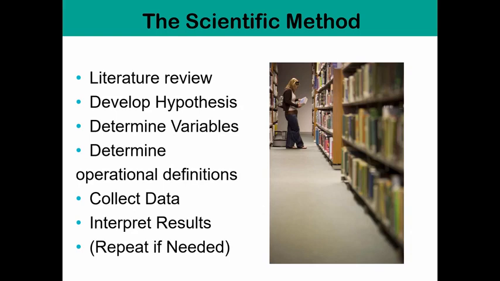So using our hangover example, if you drink too much, then you will have a hangover. Drink too much, IV; hangover, DV. Then you determine your operational definition. So you pick apart that independent variable and dependent variable. If you drink too much. Well, what do we mean by too much? Is that 2 beers? Is that 4 beers? Is that 12 beers? Right? What's too much? Is it too much for me?